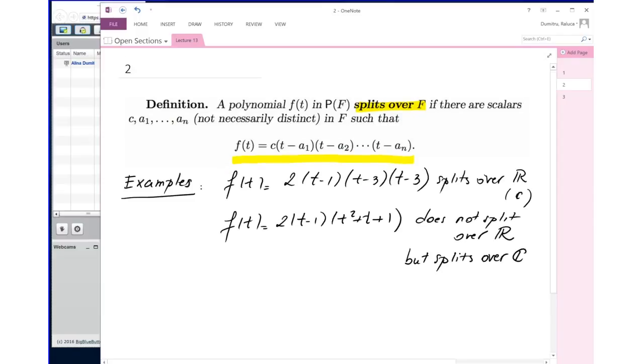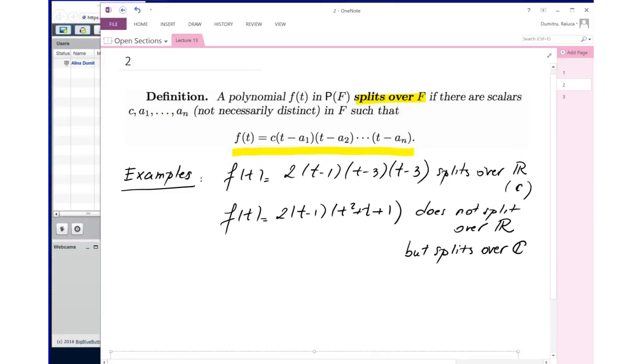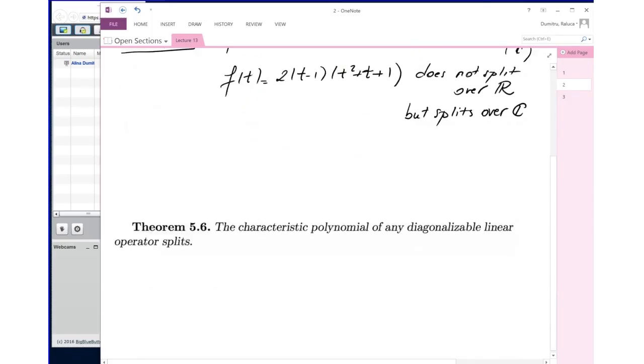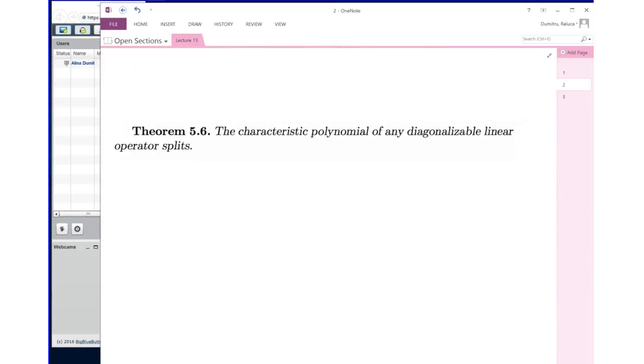Okay, so let's see what we can do with this idea. Again, we can go in one direction. We have the characteristic polynomial of a linear operator which is supposed to be diagonalizable. So we have a linear transformation or a matrix that is diagonalizable. Then its characteristic polynomial must split. Let's see why.